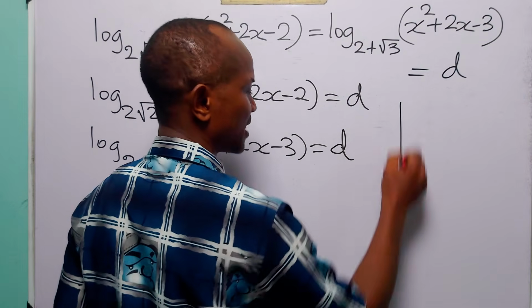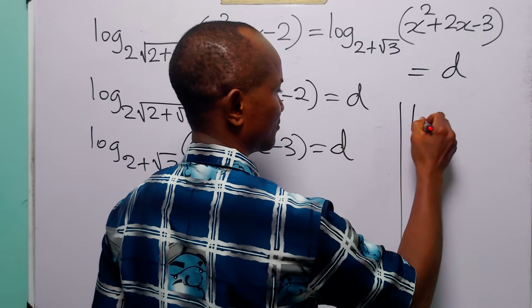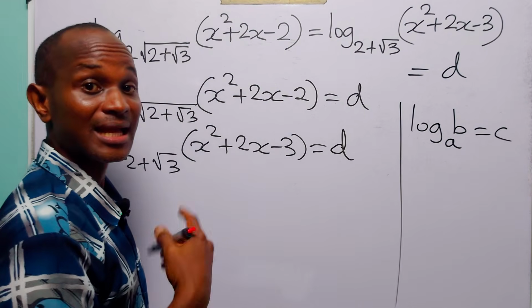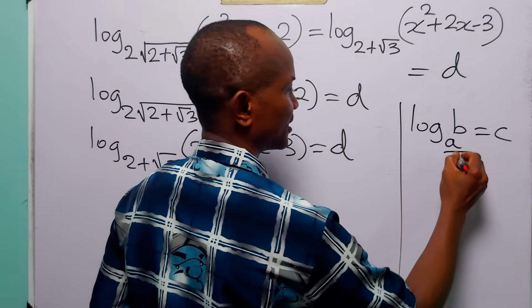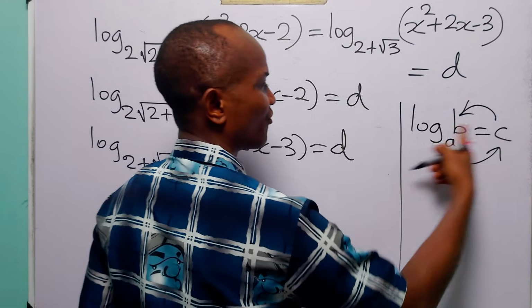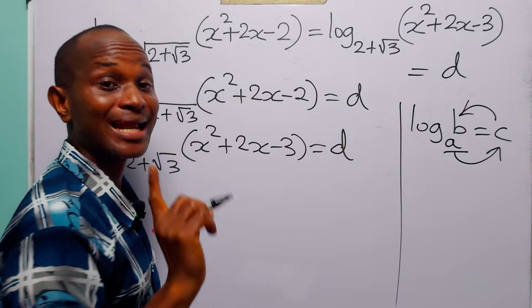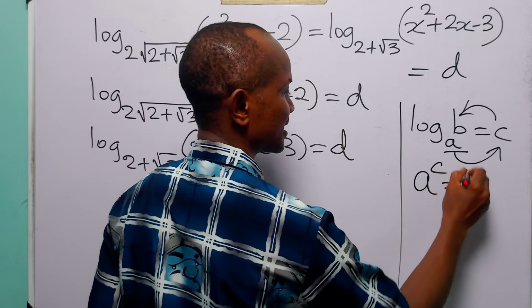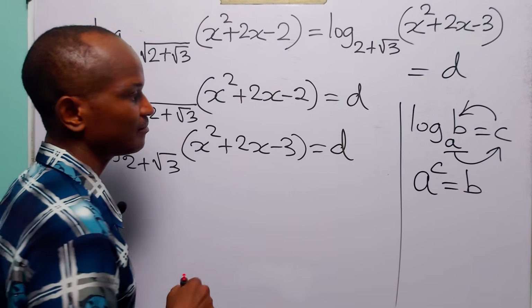Now remember that when we have a statement such as log to base a of b is equal to c, this simply means that a to the power c is equal to b. So we can write this logarithmic equation in exponential form as a to the power c is equal to b.